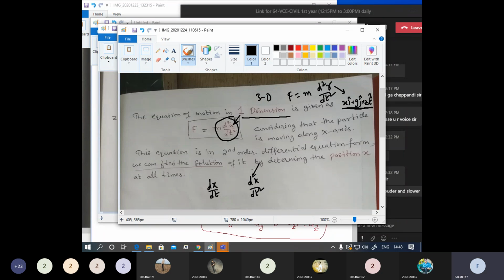As this is in second order, we consider the equation of motion as a second order equation. Here d square is there. That is the thing that is going to give the expression of the equation of motion of a particle.